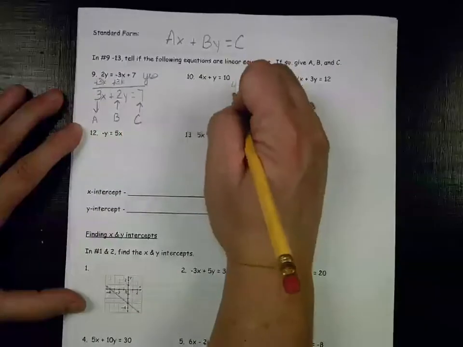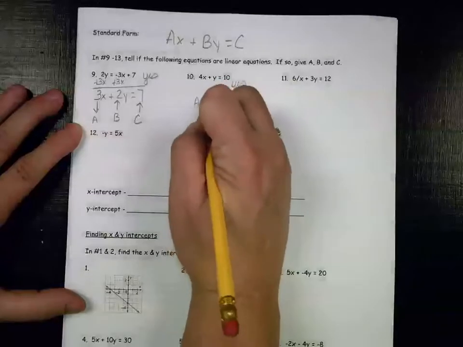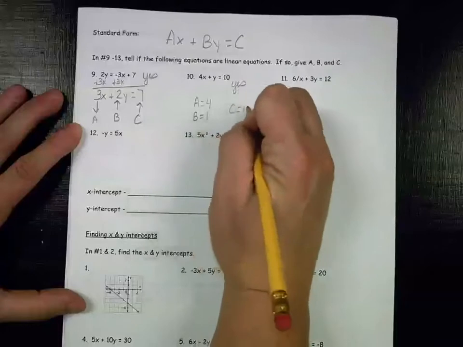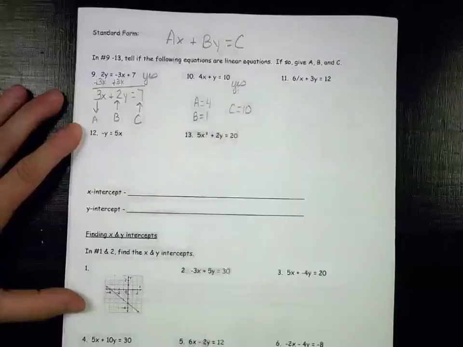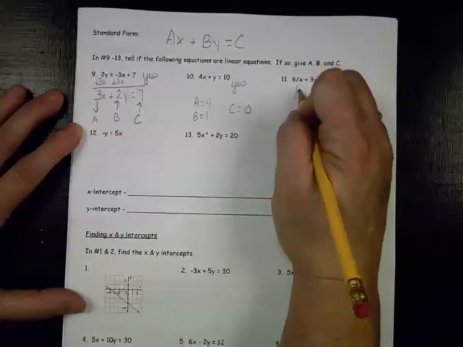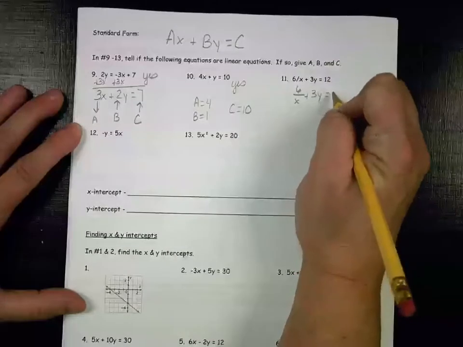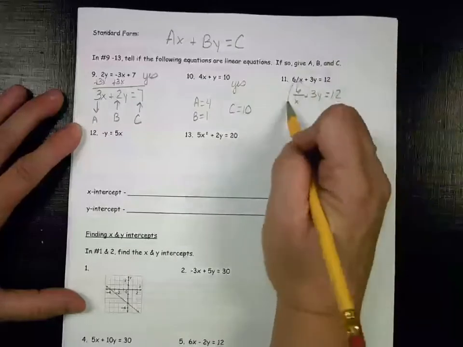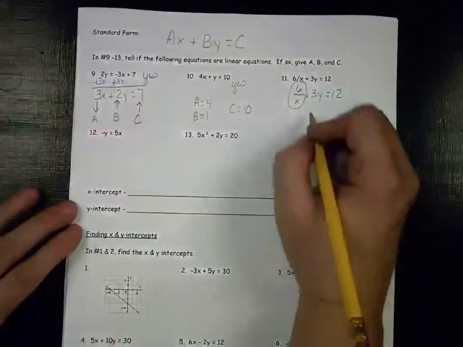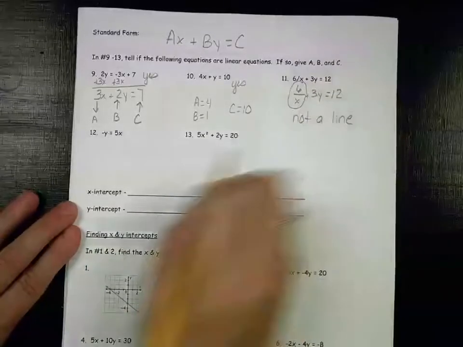Number 10, yes, that is a line. It is in standard form. A is 4, B is 1, and C is 10. Number 11, I think in your notes it looks more like this. 6 over x plus 3y equals 12. This right here is major. If you divide by a number, that is not a line. Not a line.